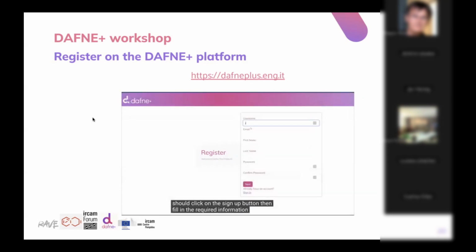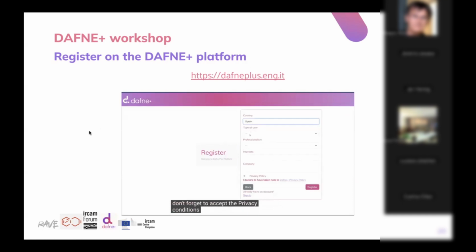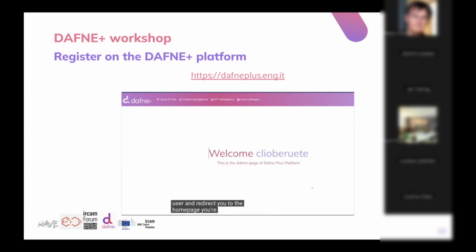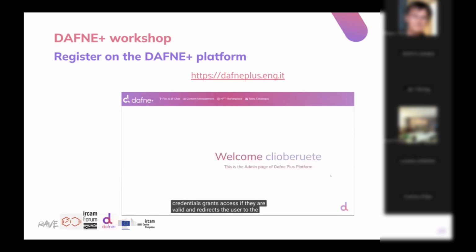Then fill in the required information for registration and click the Next button. Complete the rest of the information and don't forget to accept the privacy conditions. You have the option to view the privacy policy. We recommend you to read them carefully. Once you have done so, you click on the Register button. Now the system will validate the entered username or email, and will create your user, and redirect you to the home page. You're all set now. To log in, the user enters valid credentials, and clicks the Login button. The system verifies the entered credentials, grants access if they are valid, and redirects the user to the home page.